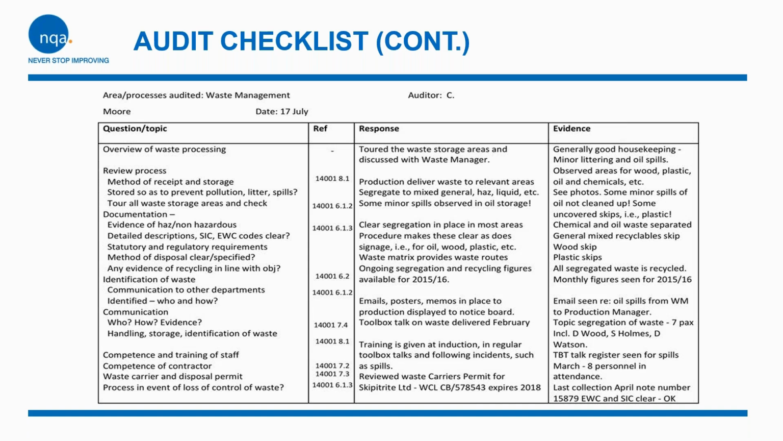And the evidence from this, as you can see, is generally good housekeeping, which is good, and minor littering and oil spills. But if you look closely, the next line, observe areas for wood and plastic and oils and chemicals, and see photos, some minor spills of oil not cleaned up, and some uncovered skips and plastic. So a bit of a concern there. If you look at the question topic, the overview of waste processing, the clause there as well, and the response, maybe a bit of a concern, and we will continue this in more examples as we go through the next couple of slides.